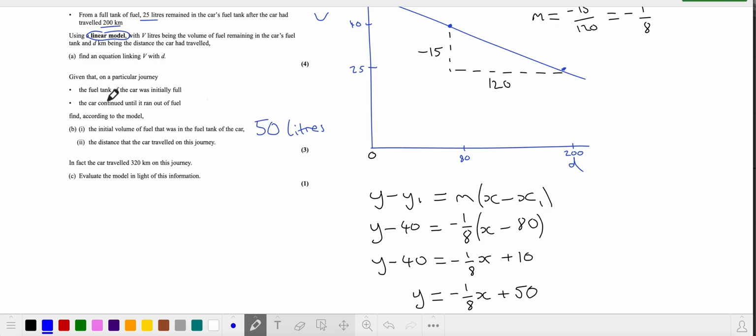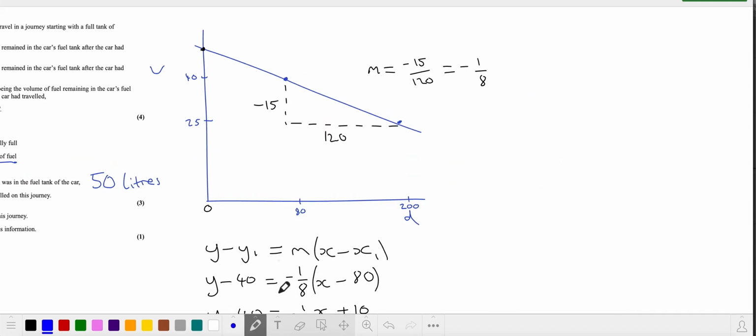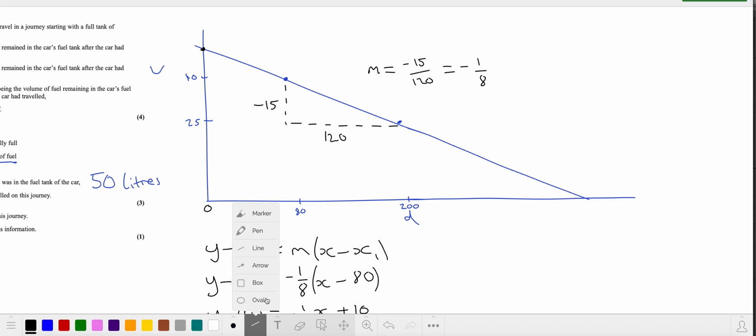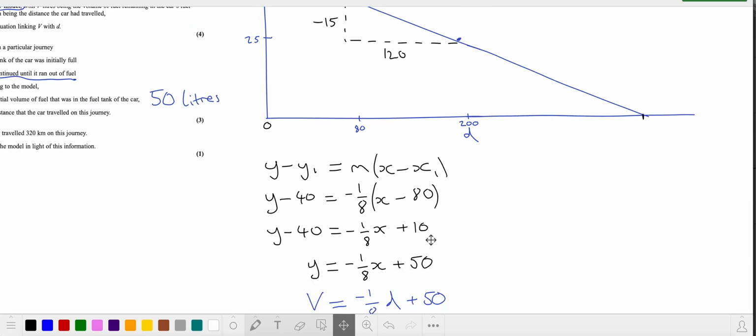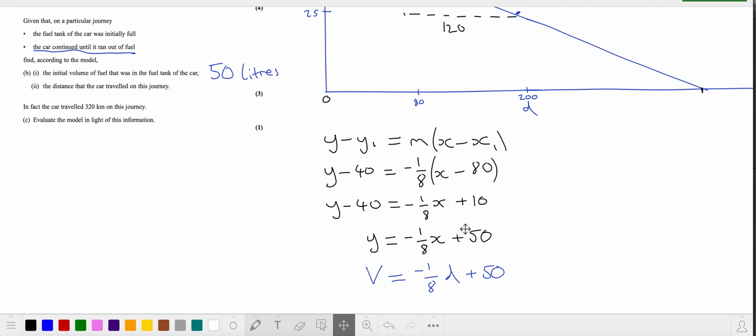The car continued until it ran out of fuel. So this line will continue until it hits the x-axis, at which point the volume of fuel in the tank remaining is 0. We're not going to solve this by extrapolating, but just to visualize, at some point we're going to keep losing fuel until the point that we have none left, and there is some distance on the x-axis that we will have travelled at that point. So we're finding the x-intercept of this straight line graph.